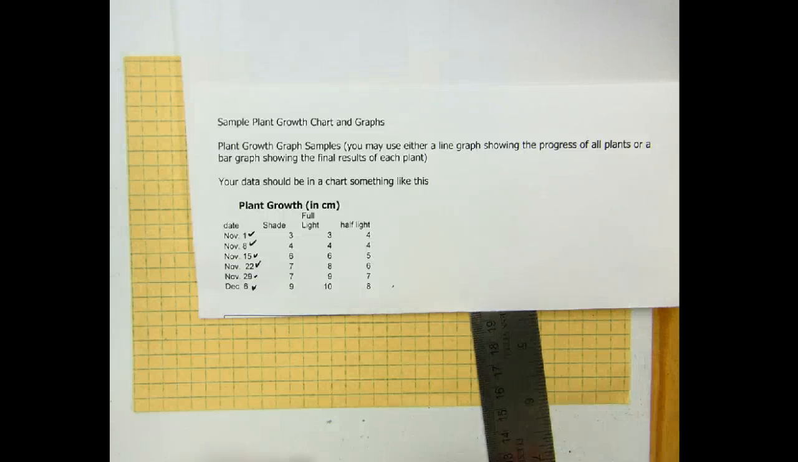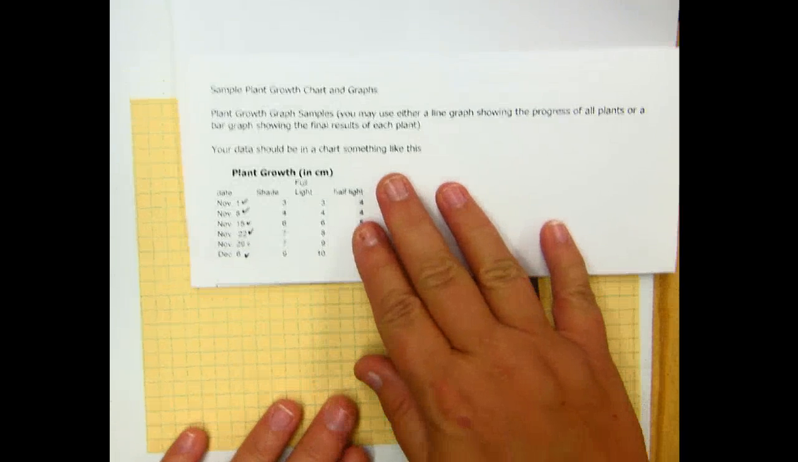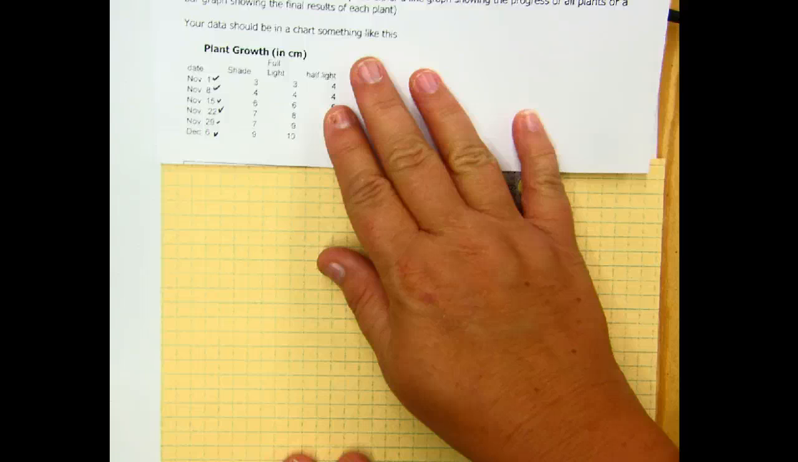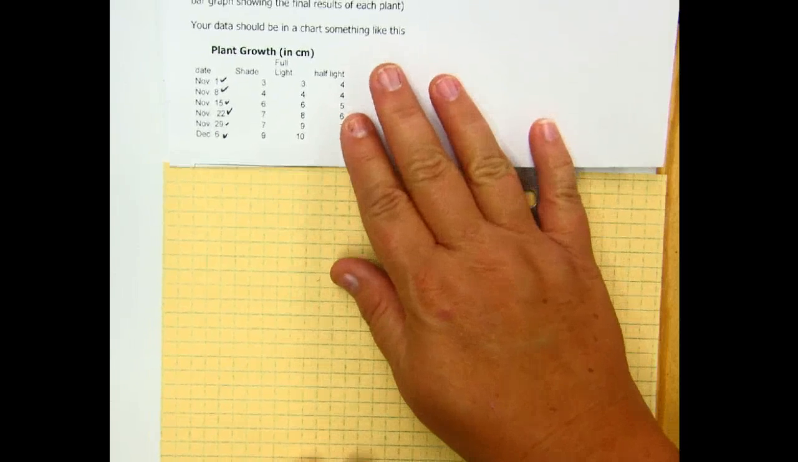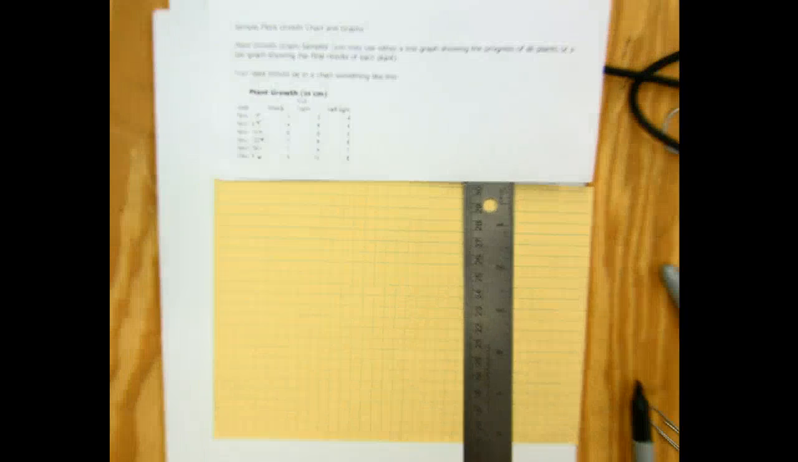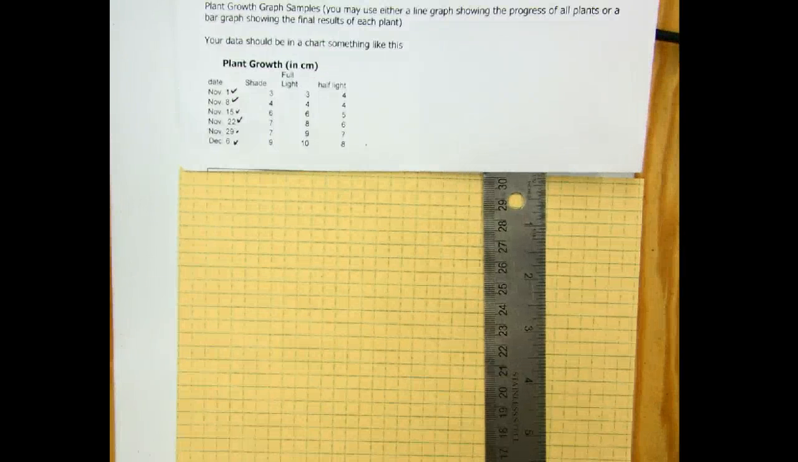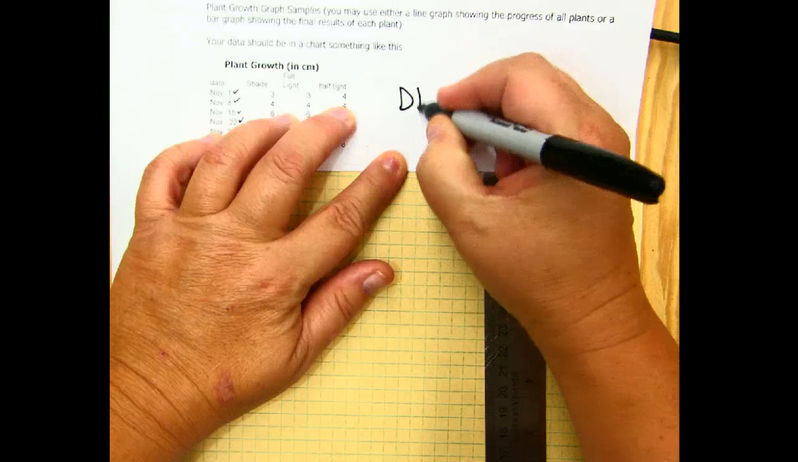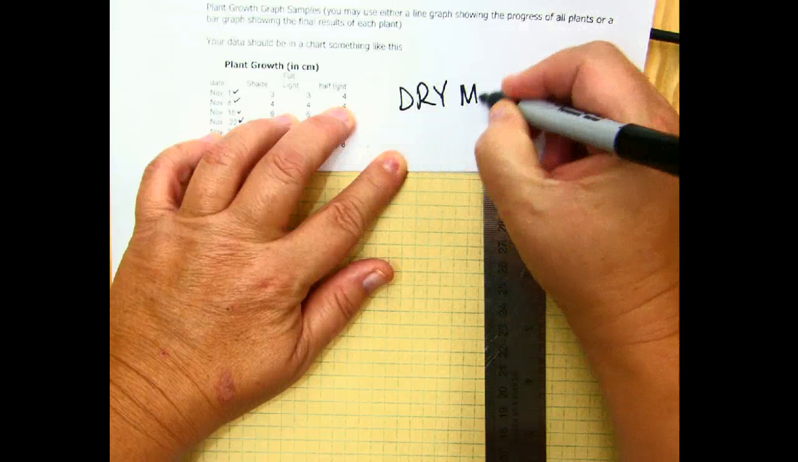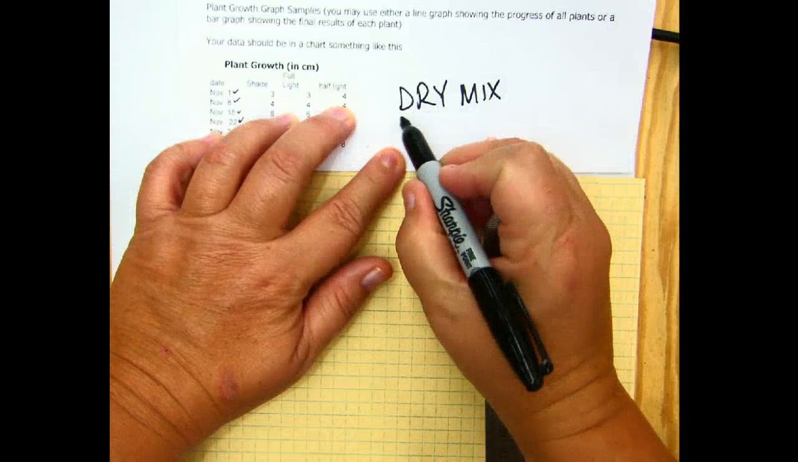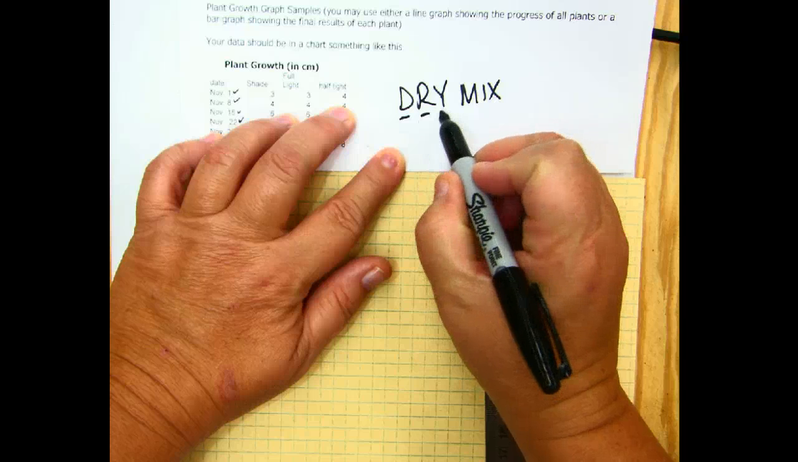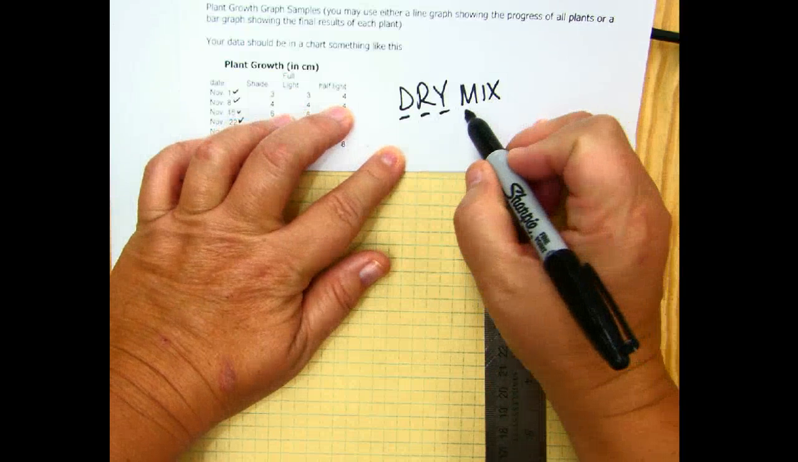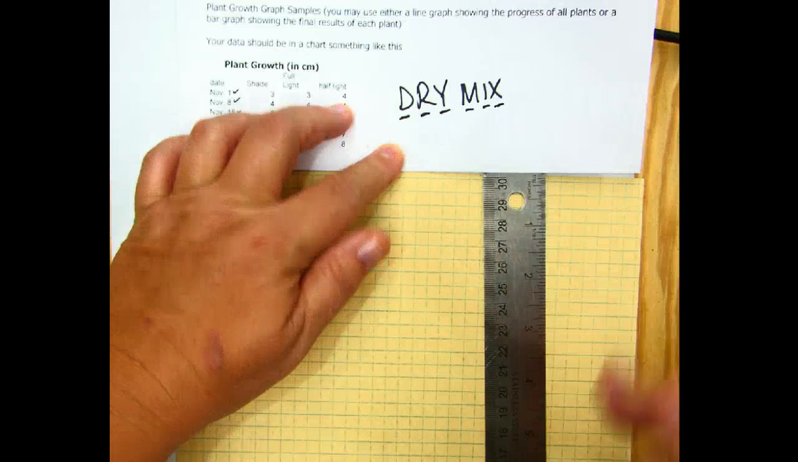Just to make it a little bit easier for you to see, I'm going to use markers in different colors. But the first thing that we want to do is set up the axes. And what I want you to remember when you're setting up axes is DRY MIX. The dependent variable, or the responding variable, goes on the y-axis. The manipulated or independent variable goes on the x-axis.